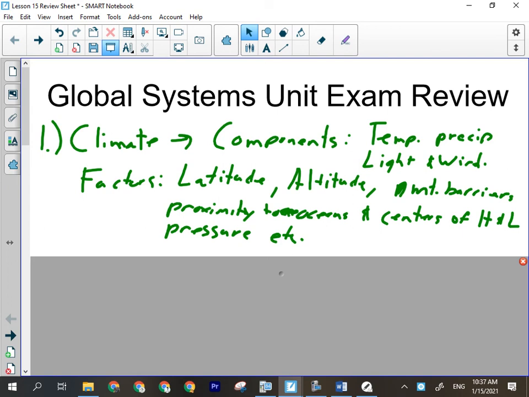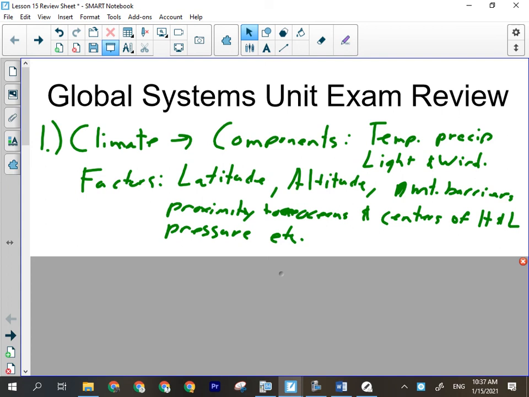Did I just cover all four components of climate with three factors? I talked about temperature, I talked about precipitation, I talked about wind, I talked about light, okay? And all I talked about was latitude, altitude, and proximity to mountain barriers. That's what I would expect you to do.